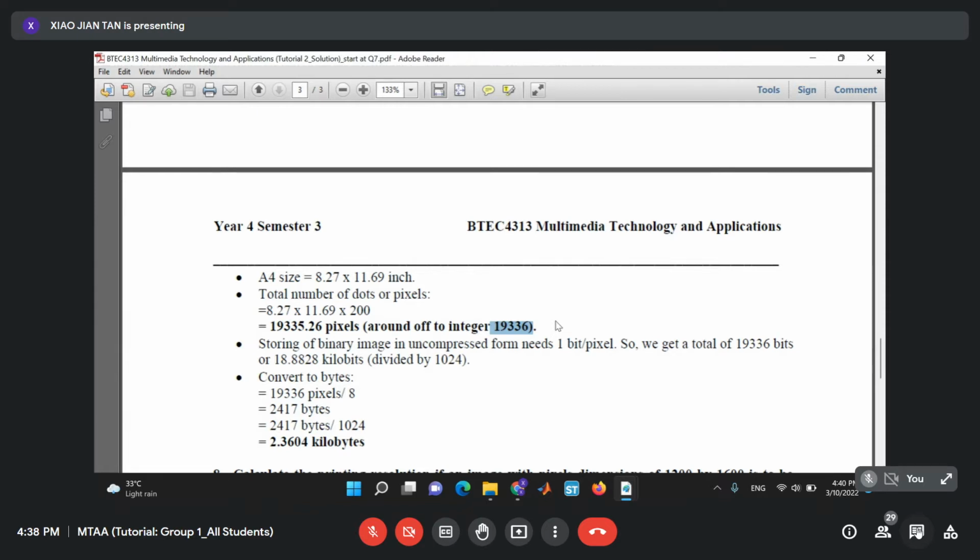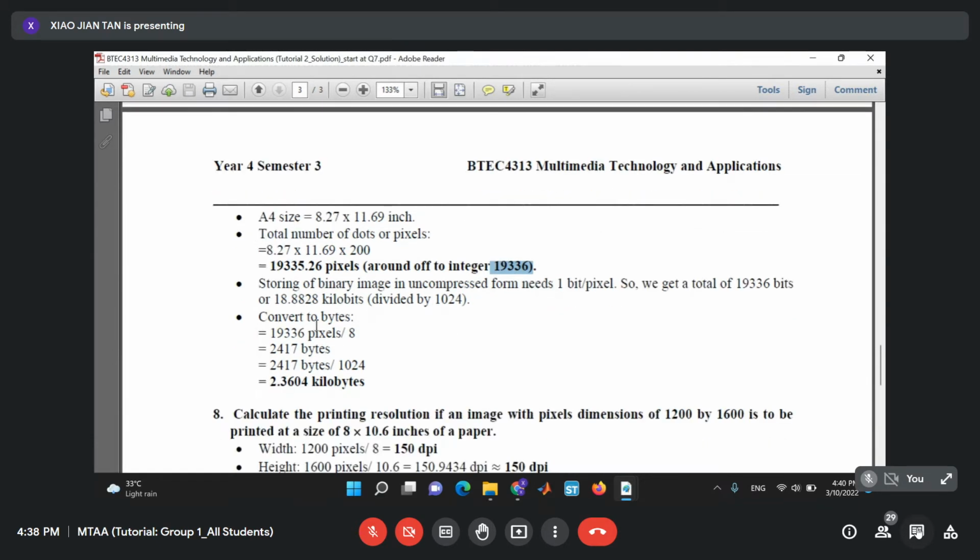Okay, so storing a binary image in an uncompressed form needs 1 bit per pixel. So we get a total of 19336 bits, or 18.8828 after dividing by 1024. To convert to bytes, we divide by 8, and then we divide by 1024 to get this. I think the calculation here should be in chapter 1 or chapter 2, mostly chapter 1.